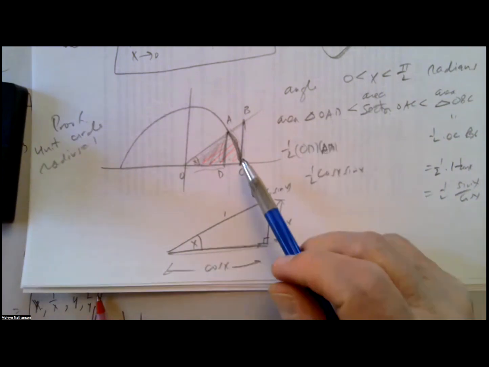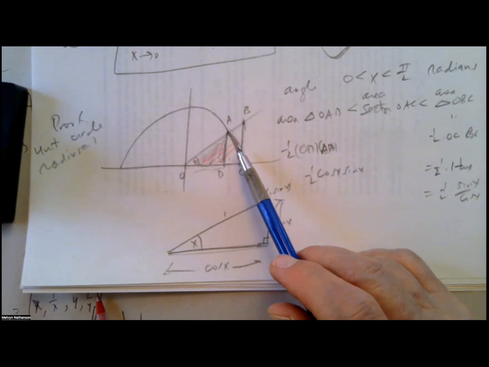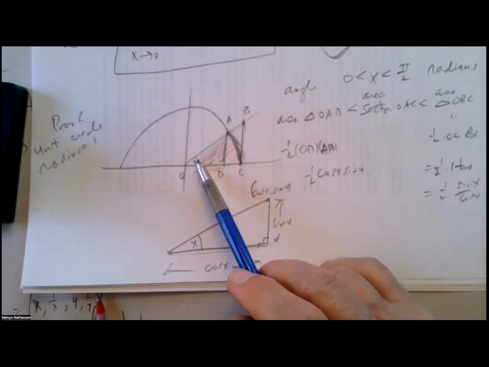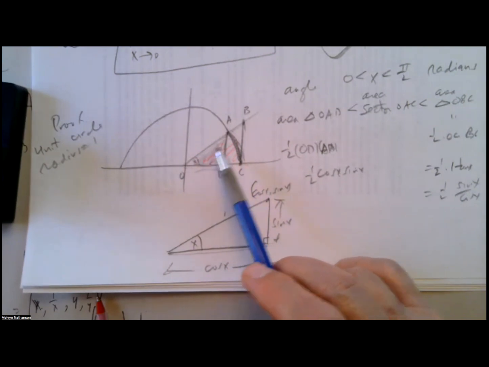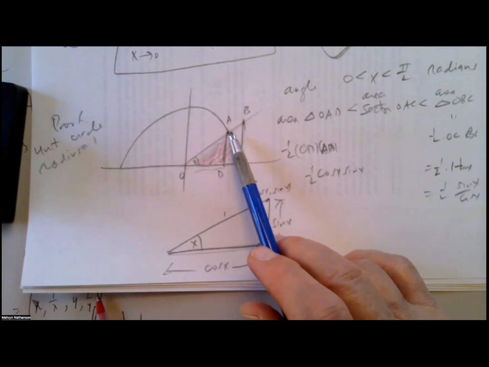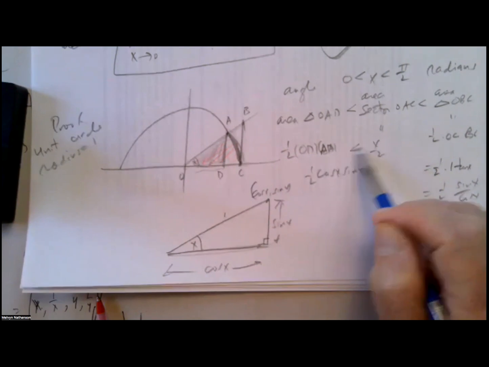And the area of the sector, well, the area of a circle of radius 1 is pi. If you take a fraction of the circle, x radians, what fraction of that? That's x over 2 pi. So x over 2 pi of pi is x over 2. The sector has area x over 2.